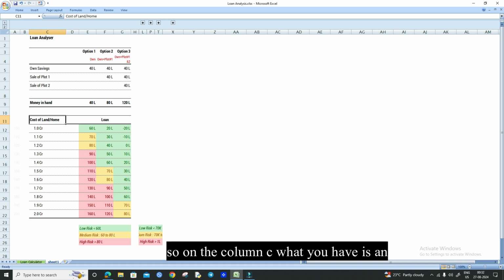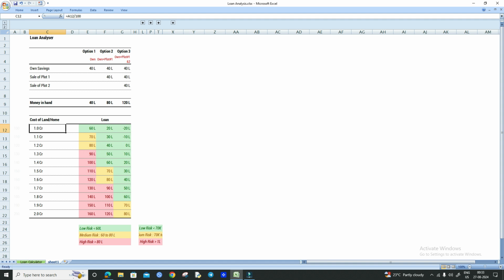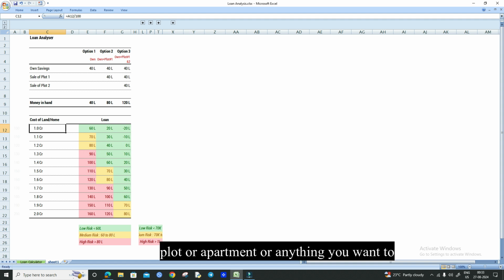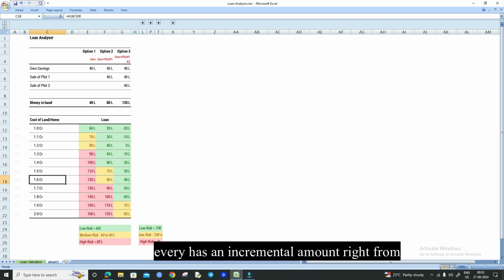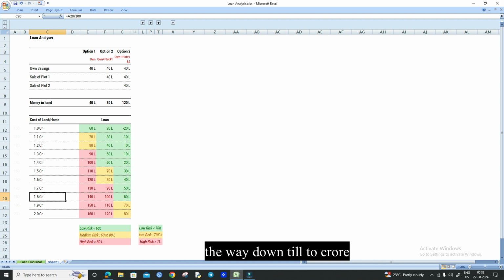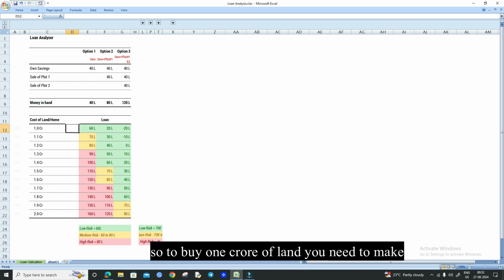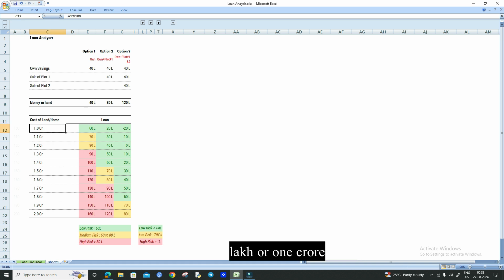So in column C, what you have is the amount of the total site, plot, or apartment, or anything you want to purchase. In this example, I've just incremented by 10 lakh each time, starting from 1 crore all the way to 2 crore. So to buy 1 crore of land, you need to take a loan of 60 lakh rupees. And how do I get to 60 lakh? The 40 lakhs you have in your hand plus 60 lakh gets you 100 lakh or 1 crore.